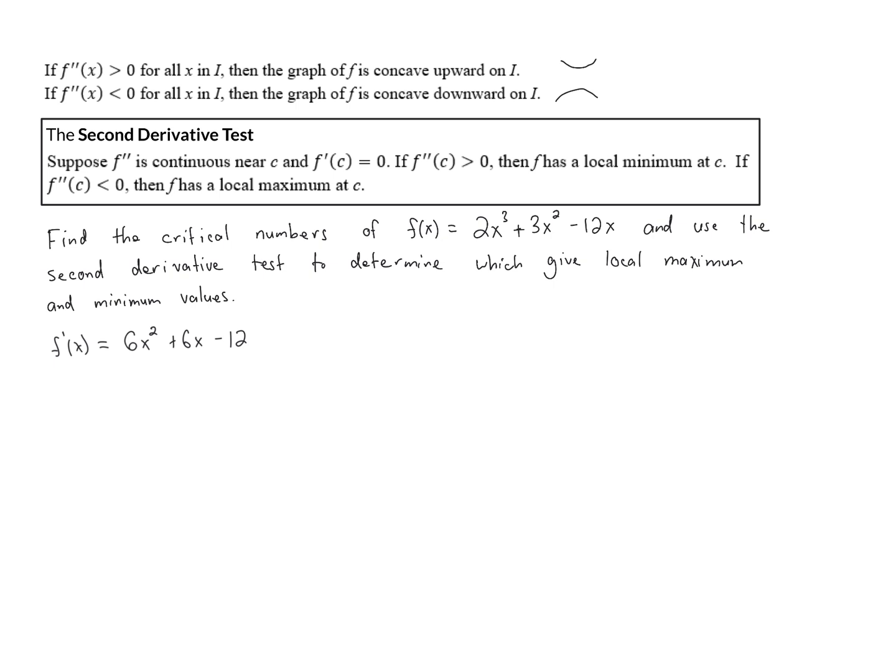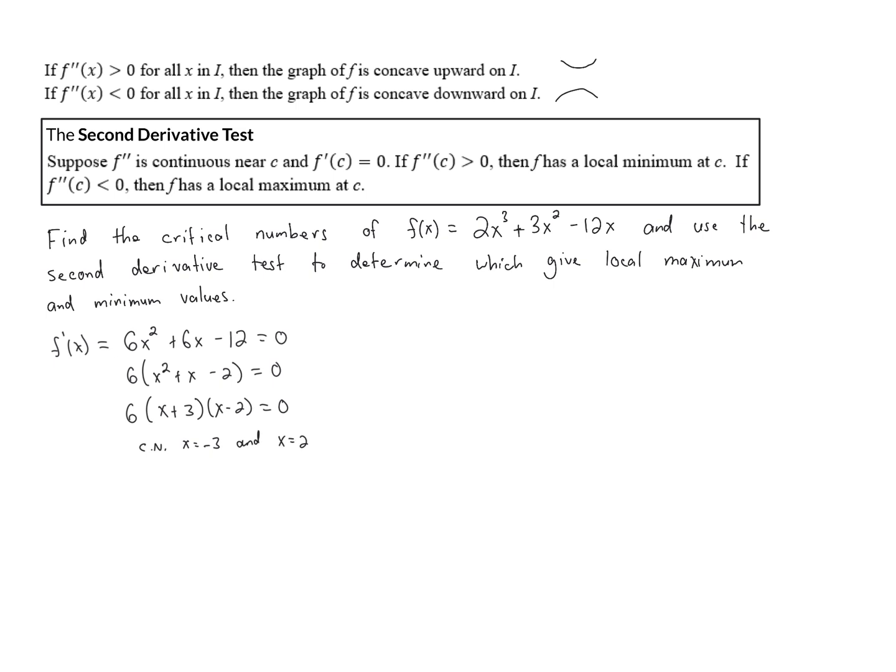Now, the critical numbers will happen when this is undefined or equal to 0. And it's not undefined anywhere, so we just need to see when this equals 0. We can factor out a 6, giving us x squared plus x minus 2. And then we can factor that even further, giving us x plus 3 times x minus 2. So our critical numbers are going to be at negative 3 and positive 2.